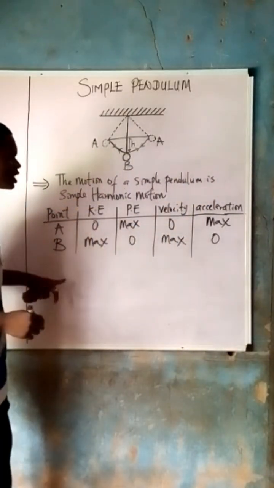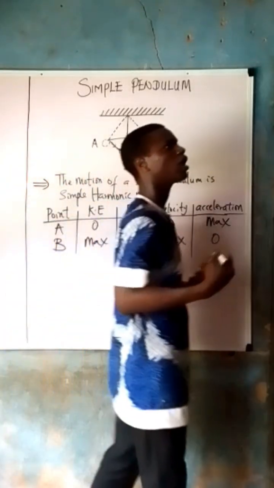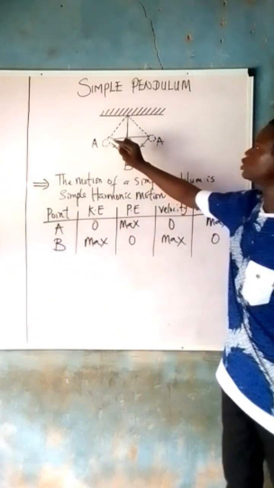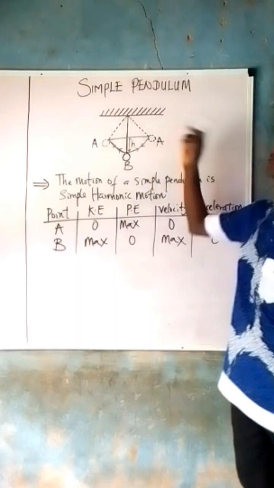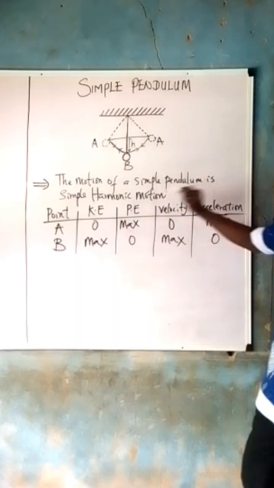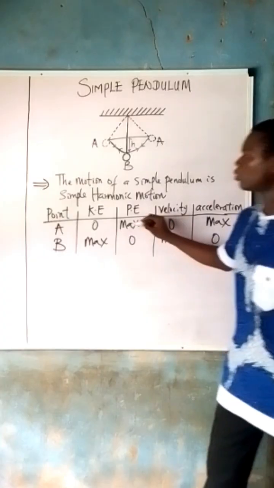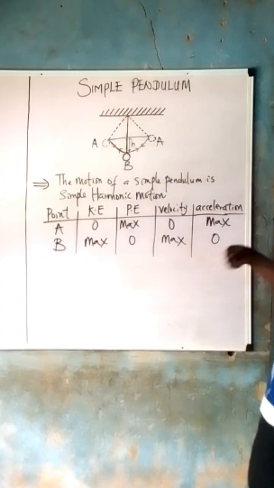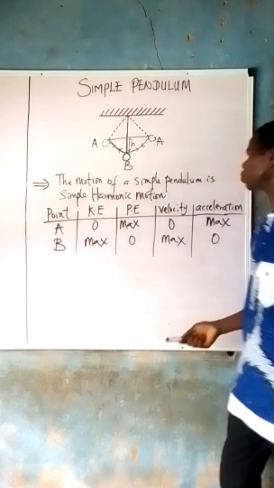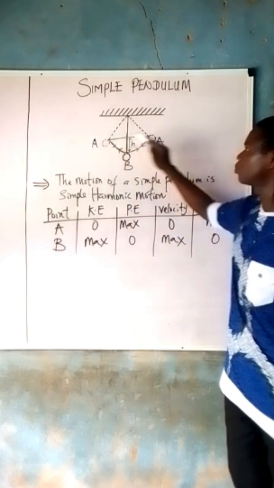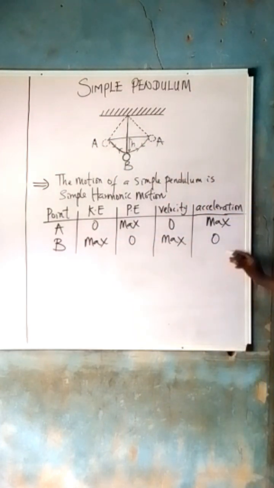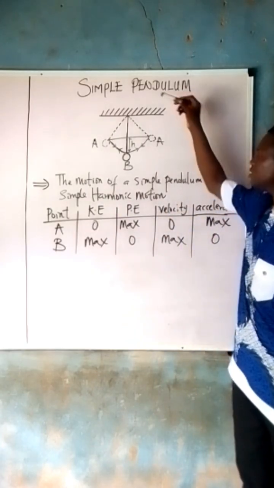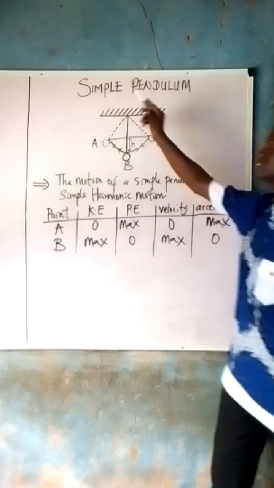Now why is this table very important? Because questions do arise from this aspect of the simple pendulum. They will draw a diagram like this, and they'll ask, at what point is the potential energy maximum? The answer will be point A, these two extreme ends. At what point is the velocity equal to zero? It's also at point A. So using this diagram and this table, you are good to go for any question that relates to energy changes for the simple pendulum.